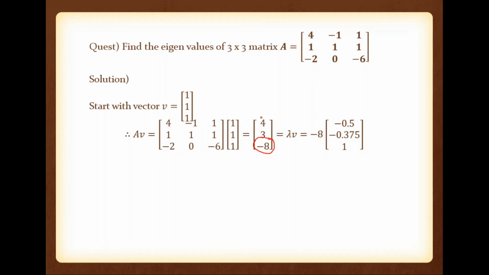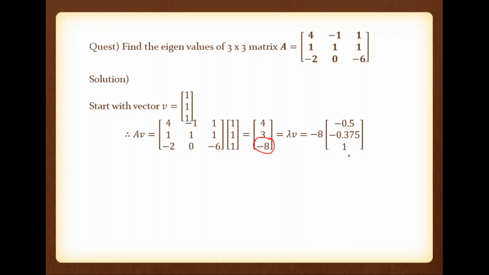Please note this output vector we can write as lambda V. By taking minus 8, we are taking lambda equal to minus 8. The remaining one is the normalized vector V. So, we have minus 8 into, 4 divided by minus 8, it is minus 0.5. 3 divided by minus 8, it is minus 0.375. And the last one, minus 8 divided by minus 8, we have 1. So now we have minus 8 into minus 0.5, minus 0.375, 1.